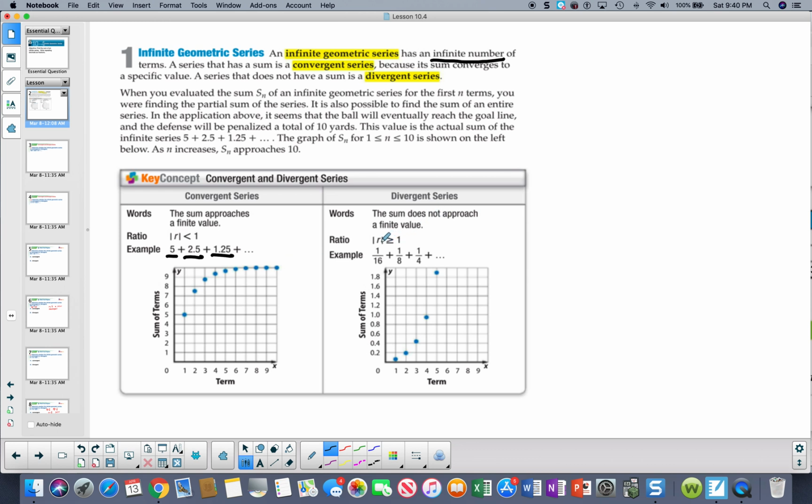Now, when the common ratio is greater than 1, we start with 1/16, and here's our first sum. Our second partial sum is adding the first two terms. That's going to be a little higher. The third partial sum will be adding the first three numbers. This will be the sum. And the fourth partial sum and the fifth partial sum. It looks like the more terms we add, the higher and higher the sum becomes, and the sum does not approach a finite value. We call this a divergent series.